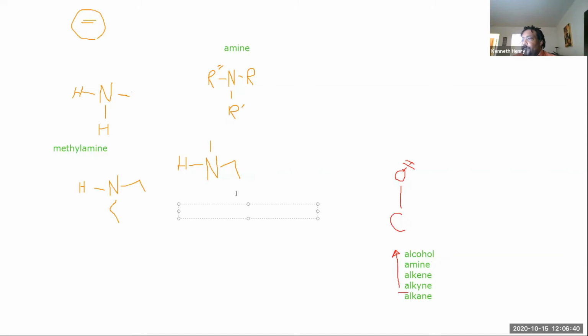Okay, so this guy. What do you think its name is going to be? What is this side chain? Ethylamine. So that side chain is ethyl. What about this side chain? Methyl. So this guy would be called ethylmethylamine. Is it methylethanamine? Ethylmethylamine, yes. Okay.